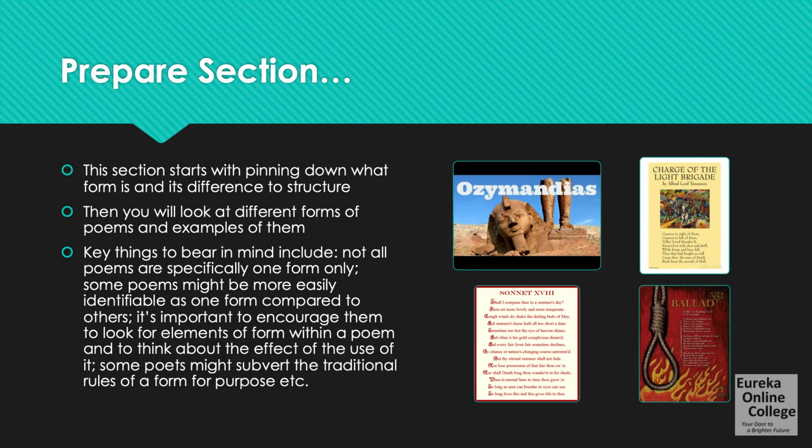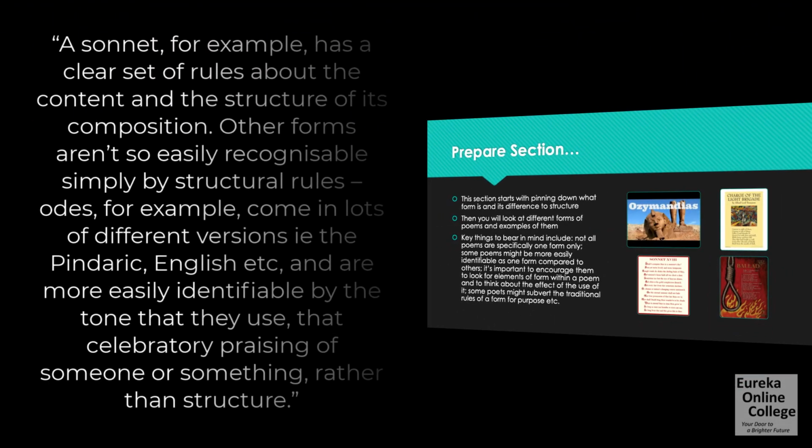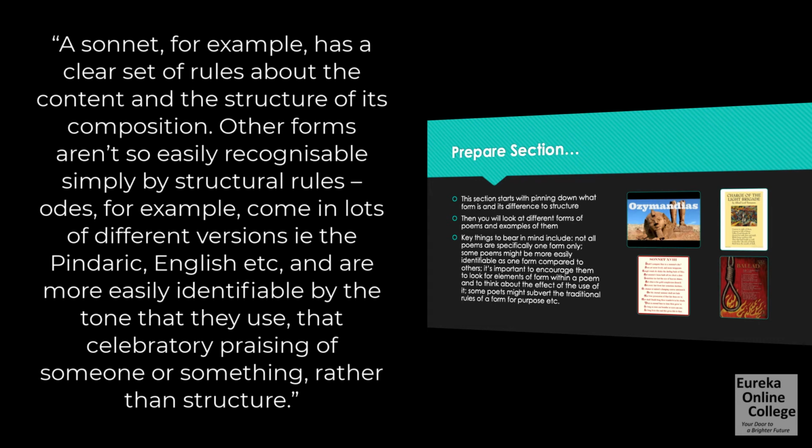In addition, it's also very important to remember that some poems are not easily identifiable as merely one form or another. Clearly, there are some that are obvious to identify, mainly because of their structure. A sonnet, for example, has a clear set of rules about the content and the structure of its composition. Other forms aren't so easily recognisable simply by structural rules. Odes, for example, come in lots of different versions, i.e. the Pindaric, the English, etc., and are more easily identifiable by the tone that they use, that celebratory praising of someone or something, rather than structure.